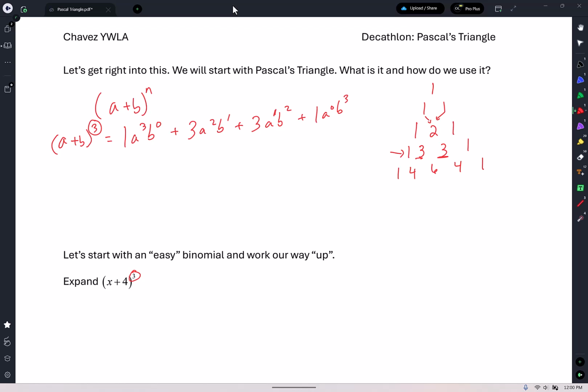And notice that they always add up to 3. 3 plus 0, 2 plus 1, 1 plus 2, 0 plus 3. Let me see if I can just delete that little line that we added. There we go. And of course, you don't have to show that. And remember, anything raised to the 0 power is 1. So you can just write a cubed plus 3a squared b plus 3ab squared plus, and then a to the 0 power, that's a 1, so that plus b cubed. And there it is. That's how you use it, guys.